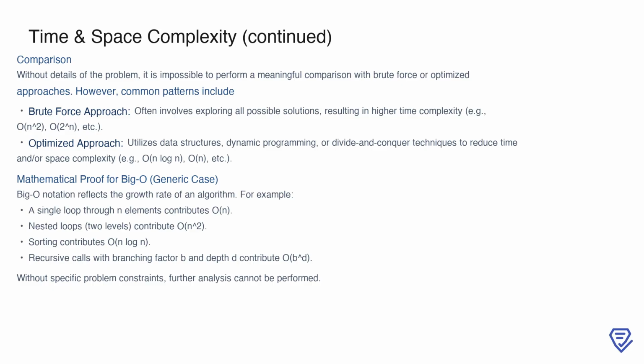Big O notation helps us quantify these differences by describing the growth rate of an algorithm. For example, a single loop processing n elements is O(n), while nested loops scale to O(n²). Sorting operations often fit the O(n log n) category, and recursive algorithms can be analyzed based on their branching factor and recursion depth, yielding complexities like O(b^d). These concepts provide a strong foundation for evaluating and improving algorithmic efficiency, even when specific problem details are unavailable.